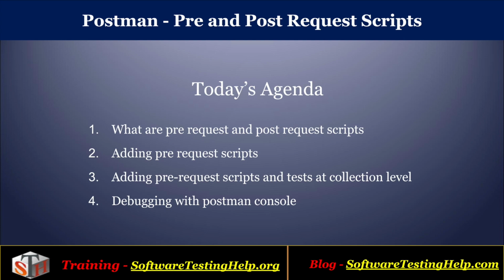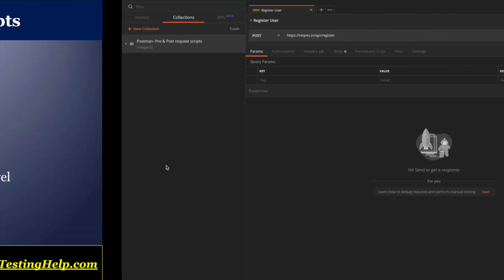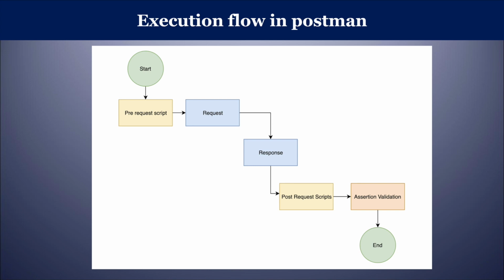So let's get started. First, let's understand the request flow of a Postman request. Once the request execution starts, it first executes any pre-request script that's associated with the request. Then the request is executed. Once the response is received, any post-request scripts that are associated with the request get executed. And finally, any assertions that are there with the request get executed.